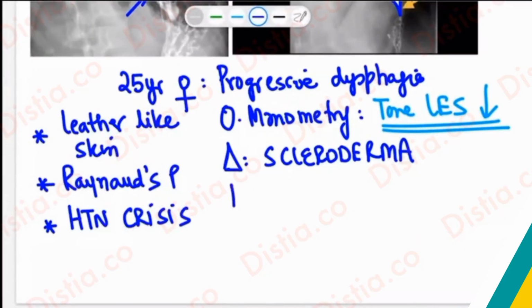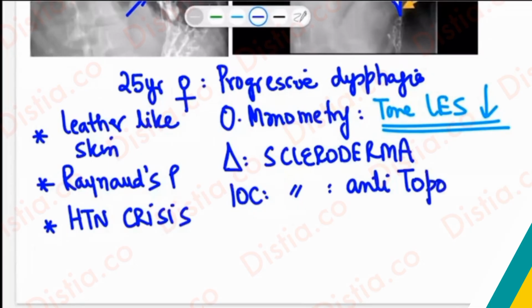In these circumstances, the current diagnosis of this person is scleroderma, and now for diagnosis of scleroderma per se, I will not be doing a manometry. Manometry report is already given to me in the question. Tone of the sphincter less means manometry report is given, no? So you will not answer manometry in this question, which couple of people casually answered because tone of the sphincter was given. They said manometry.